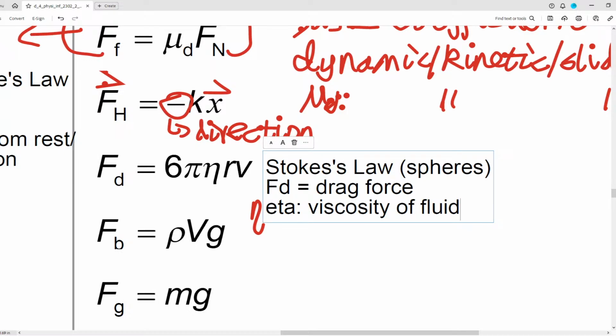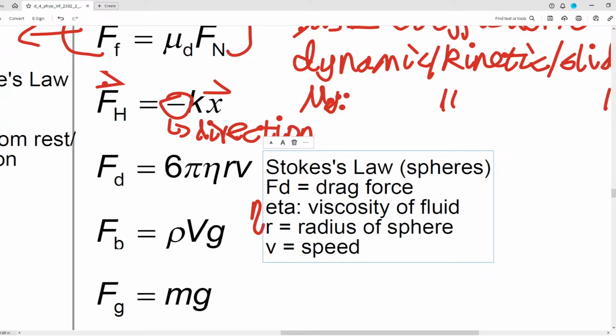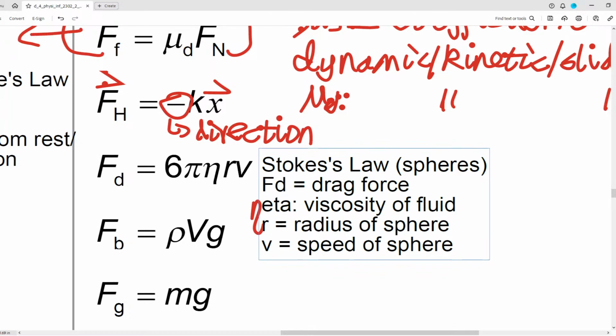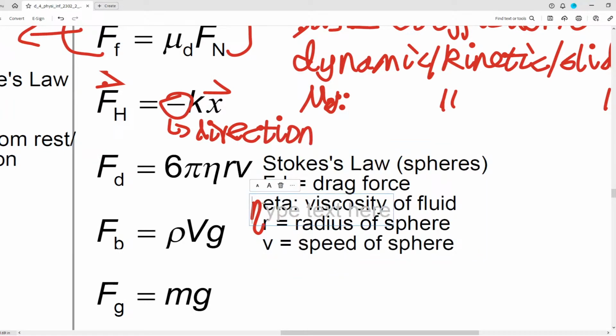And then of course R is the radius of the sphere, and V is the speed of the sphere. Notice I said speed, not velocity. It's because direction does matter here. Velocity, the direction does matter here.